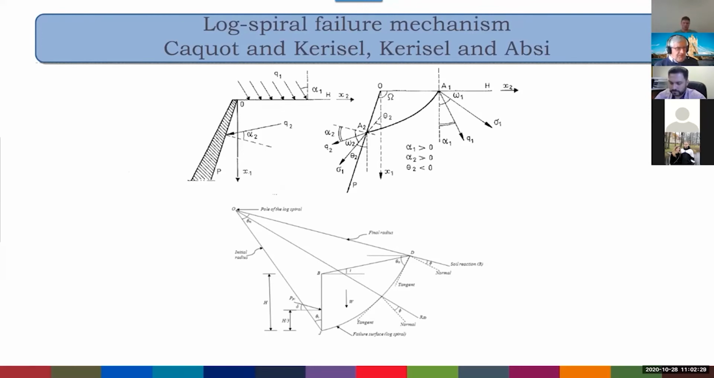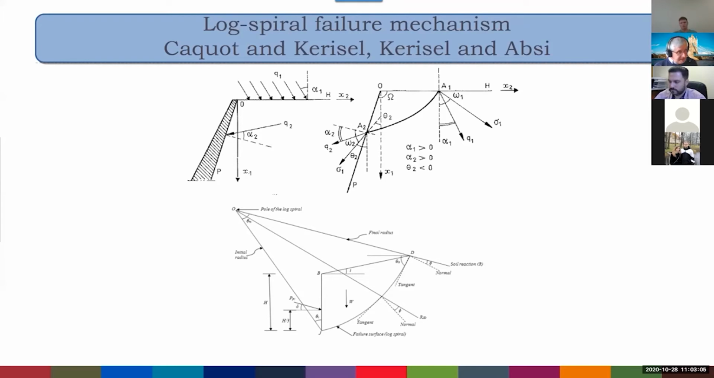You're more likely to be using nowadays something based on a more realistic failure mechanism. So Coulomb and Muller-Breslau were using triangular wedges, but more modern thinking has said, well, actually, what we observe is a log spiral mechanism. So if you look at the shape of the failure mechanism, bottom right, it's not circular, it's log spiral about an origin shown to the left there. This has been found from experiments to closely mimic the actual failure surface that occurs in practice.